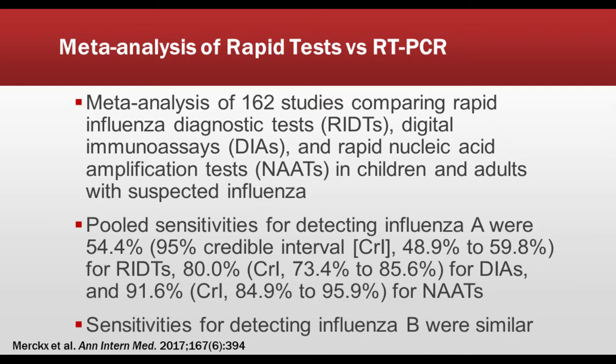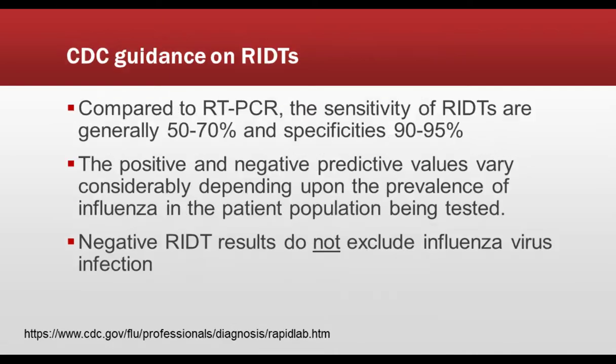In this study, the sensitivities for detecting influenza B were similar to influenza A. Other studies have shown differences. We also know there tend to be differences between children and adults. A rapid test in a child is more likely to be positive than a rapid test in adults. The reason for that is that children tend to shed higher titers of virus. There's more virus, and so the tests are better in children than in adults in general.